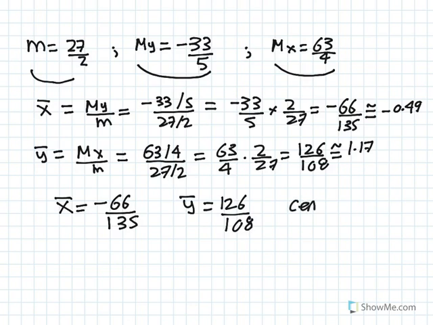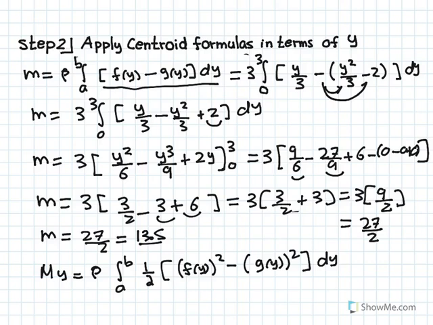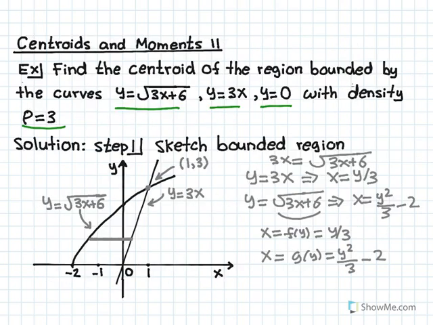This is the centroid. Let's show this on a diagram. Let's go back to page 1. So we can see that the x-coordinate of the center of mass is minus 0.49, so that's roughly about here. And the y-coordinate is 1.17, so about here. So there it is. This is the center of mass right here. And that's where the center of mass of this object is, of this plate. All right, thank you.